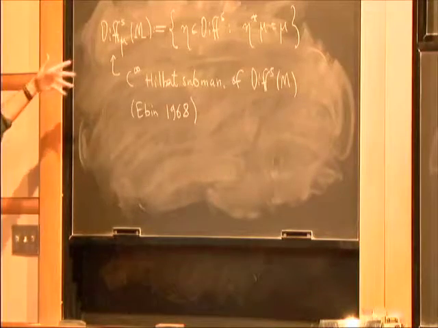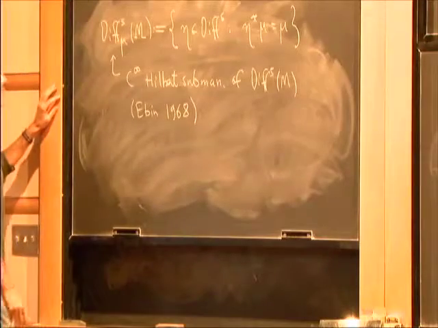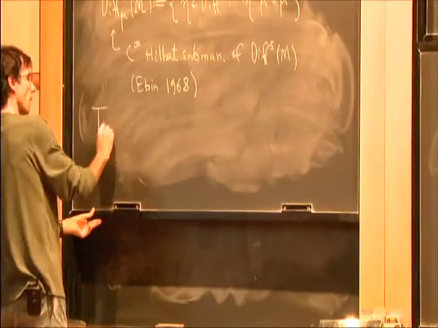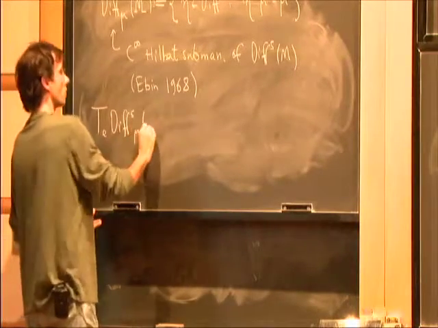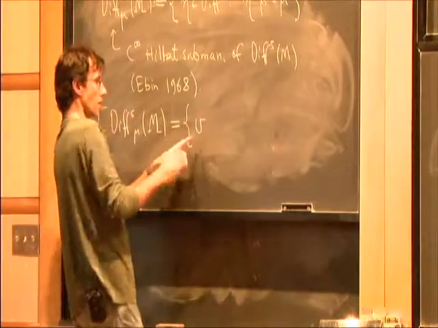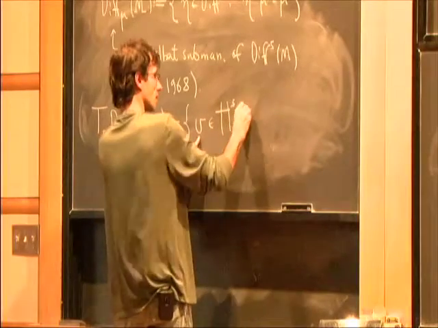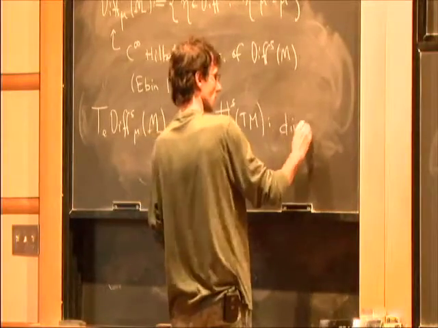Essentially, this follows from an implicit function theorem in the Banach category. The tangent space at the identity here will consist of all those vector fields, call them little v. So these are all H^s sections of the tangent bundle whose divergence is 0.